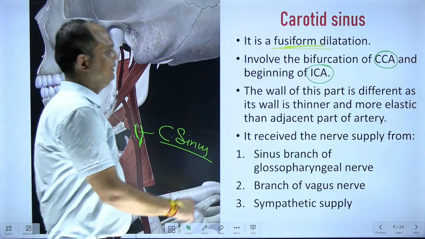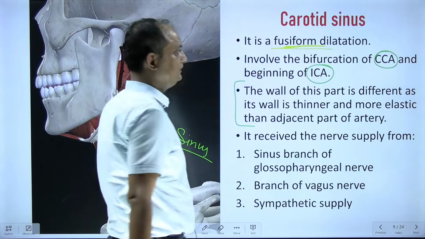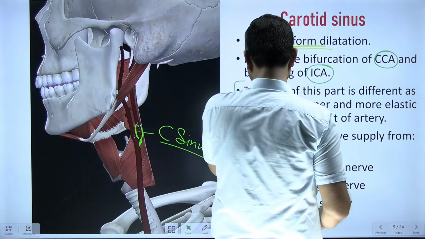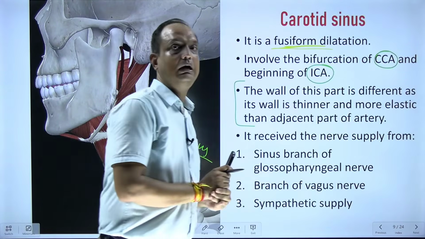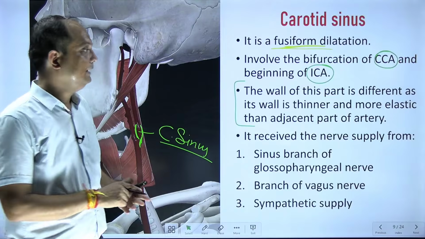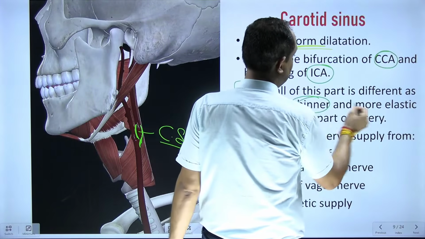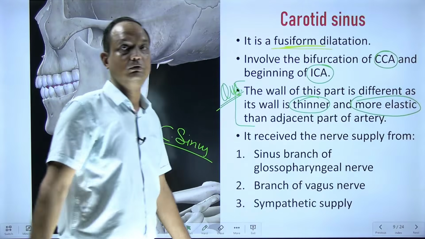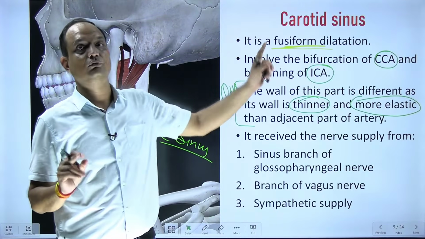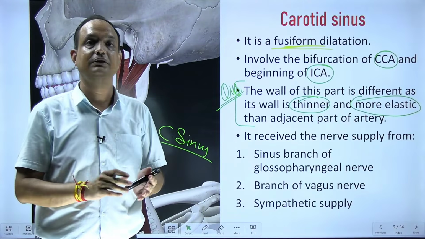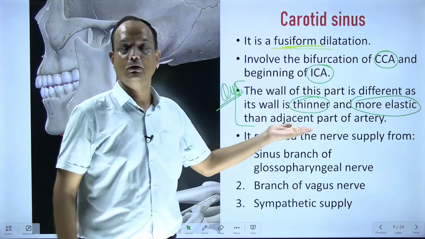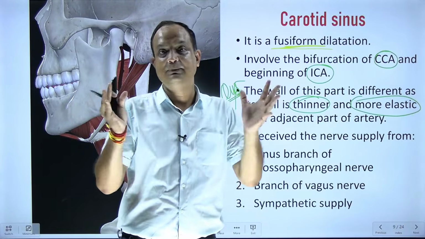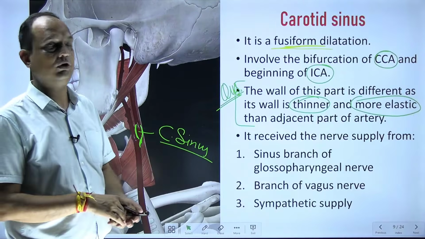The next thing is the characteristic feature of the wall of the sinus. Now if you will see the wall of the carotid sinus, it is different from the normal arterial wall. How? It is thinner and it is more elastic. Now this is the characteristic feature which you have to write down in your short note, that the carotid sinus wall is thinner as compared to arteries elsewhere, as well as more elastic. That means it has a more expansile nature than a normal artery.